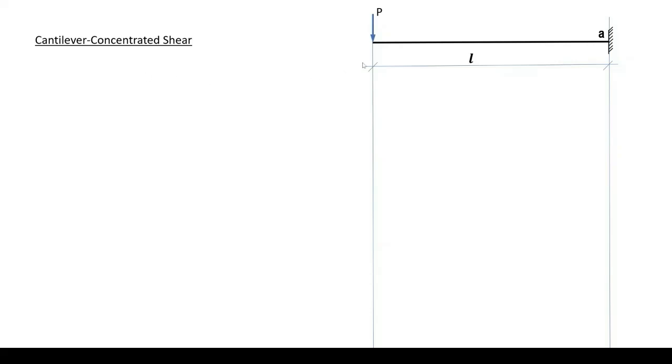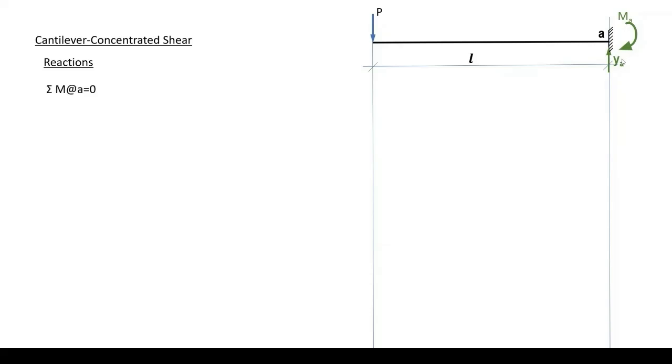A cantilever beam is a beam that has a free end, free of supports, and another end fixed that carries a moment. Our first case has a concentrated shear of value P. The reactions at A are XA, which is 0, YA, and MA.